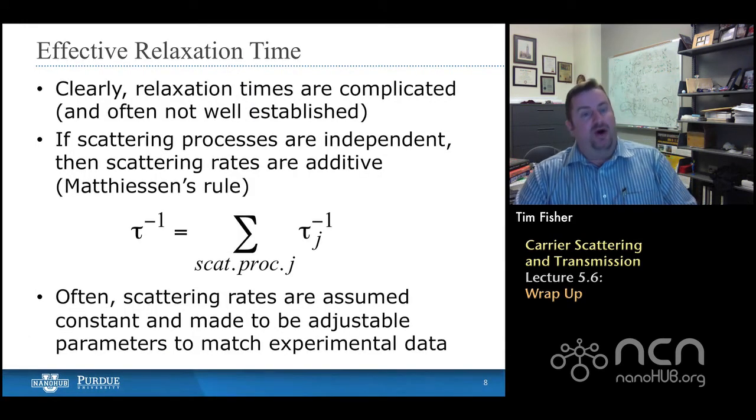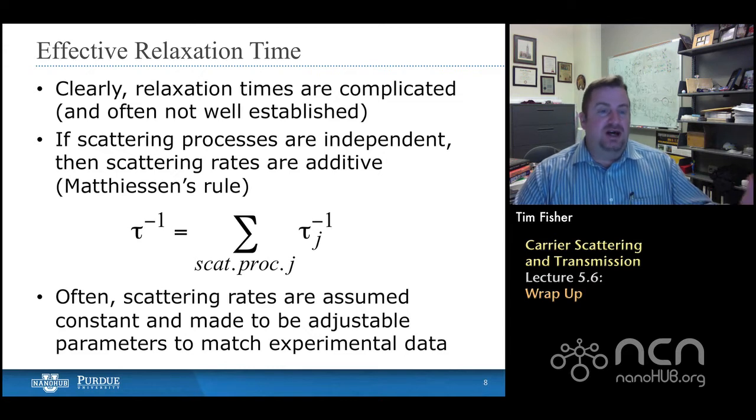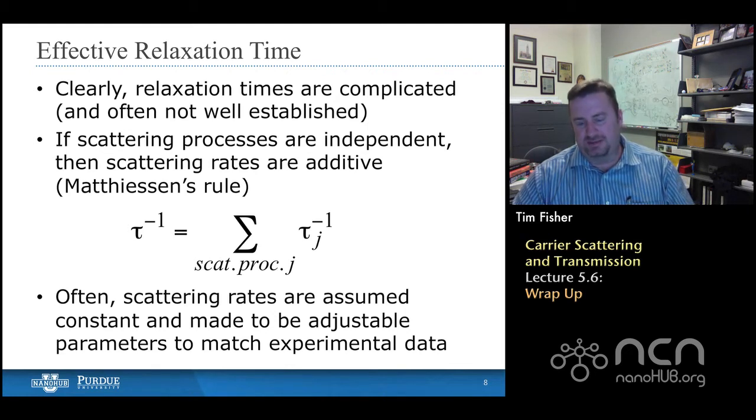What we end up doing for all of these different scattering types that impede heat flow is we sum them if we can, and the times that we can are only when the scattering processes are independent of each other. That means that one scattering process does not cause another one to become more or less relevant or more or less probable. So when we have that case, the scattering rates are additive, and this is called Matthiessen's rule. This is a very, very common assumption. And you'll also find that the scattering rates are often used in engineering approximations as adjustable parameters to fit experimental data.